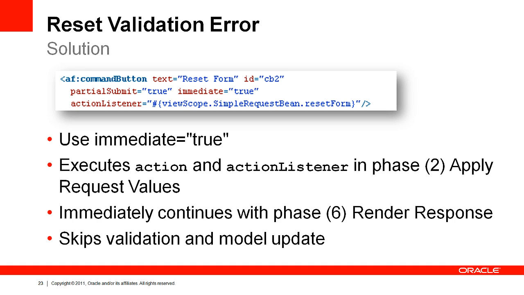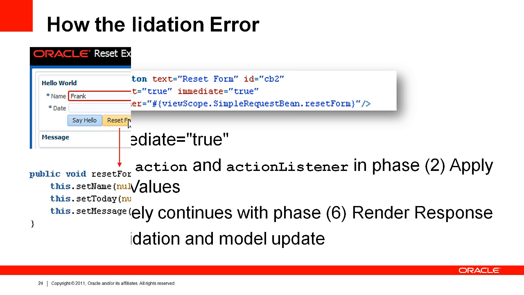Well, I said that if we put immediate equals true onto a command component, this is a special case of the immediate property, which means that after processing of the action and the action listener properties, the next step in the lifecycle would be render response. So basically, it would bypass process validation and the model update, which is exactly what we want. So this seems to be a very good solution, and we should maybe try it.